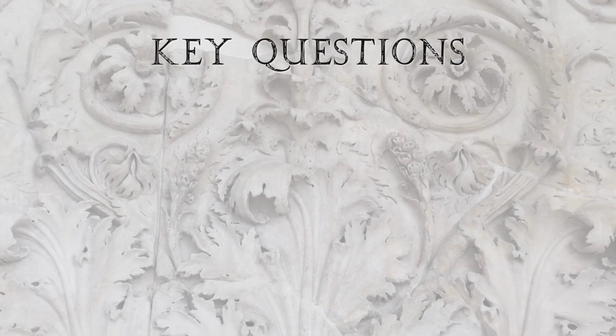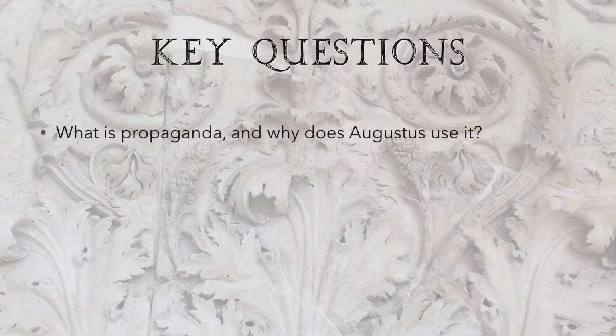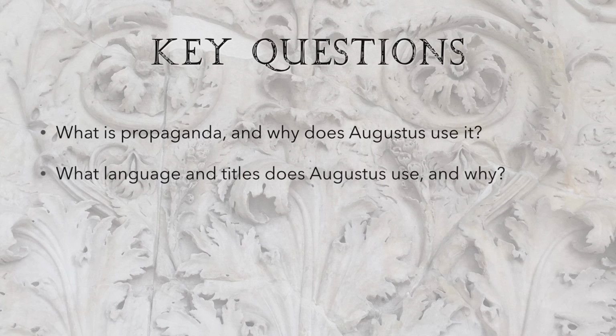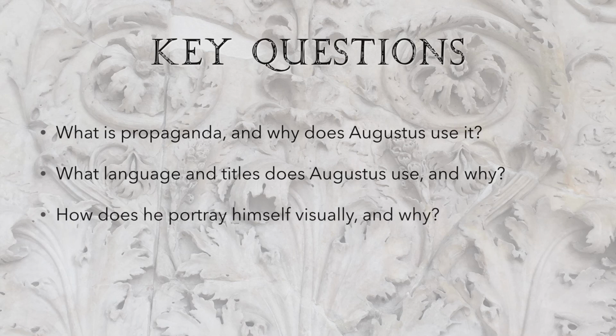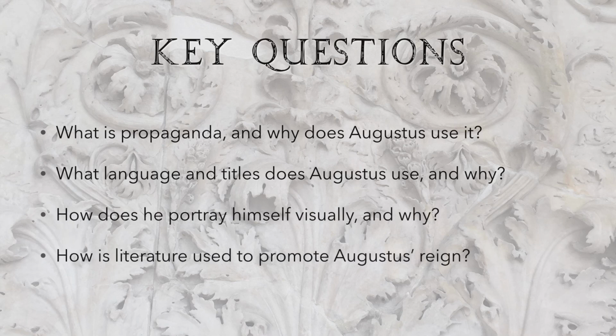Okay, so key questions. Do you have the answers to these? So what is propaganda and why does Augustus use it? The language and titles he uses, how he portrays himself visually, and how literature is used. So make some notes for all of these questions, bring your problems to class, and we'll discuss them there.